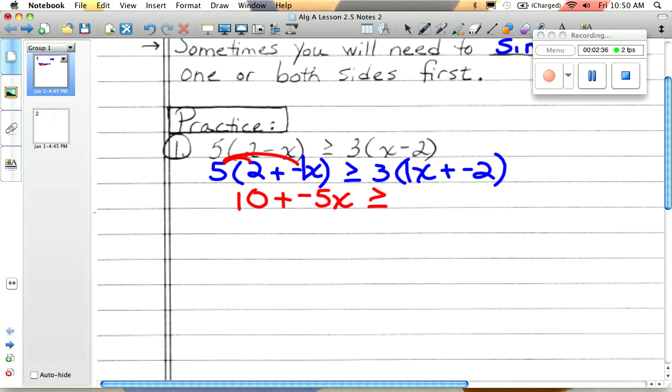Negative 5x is greater than or equal to, and by the way, even if there was a negative number out front there that we were distributing with, we are simplifying, not solving, so we don't have to worry about the inequality symbol. That's only a rule for when we're solving, but thank goodness neither of them are negative anyway. 3 times 1x, 3x. Plus 3 times negative 2, negative 6. Okay.